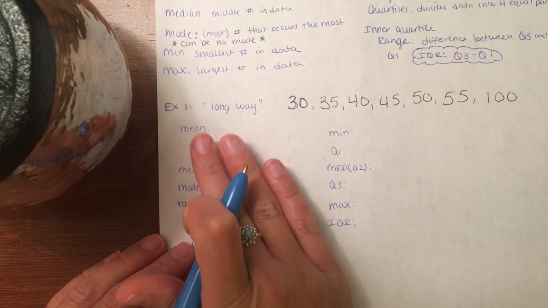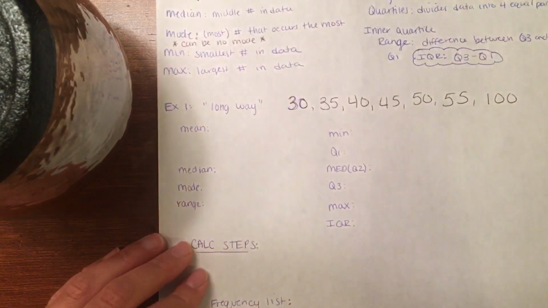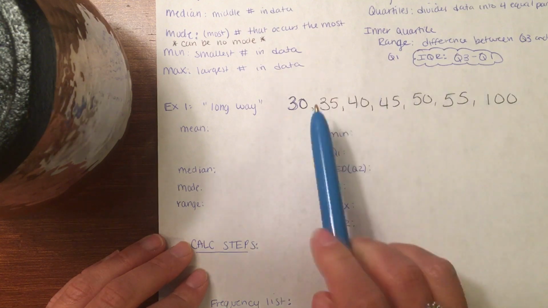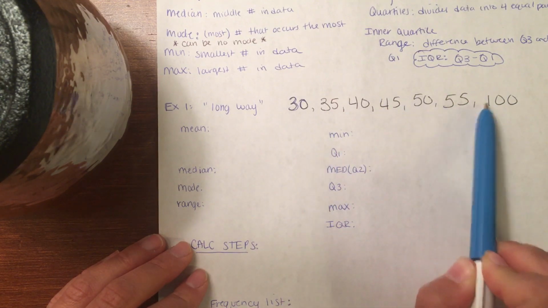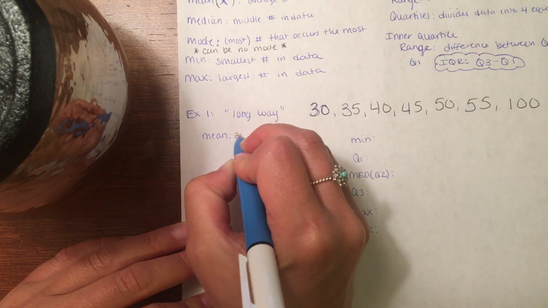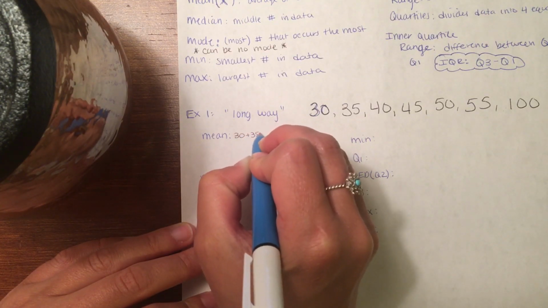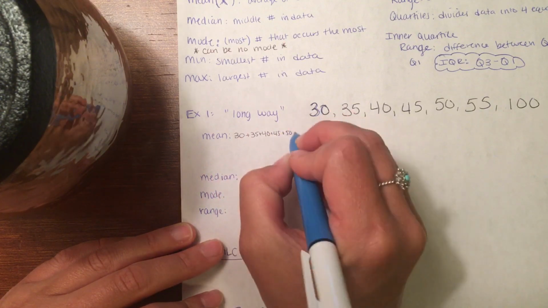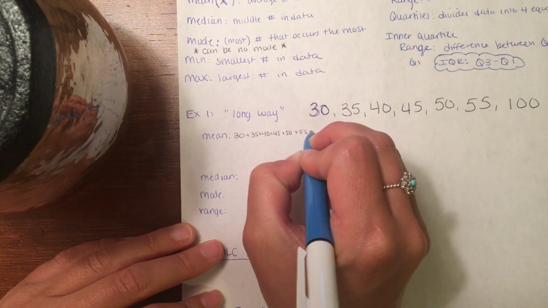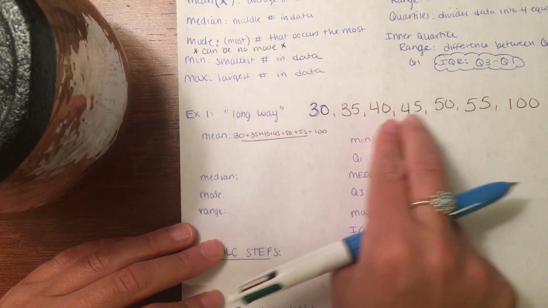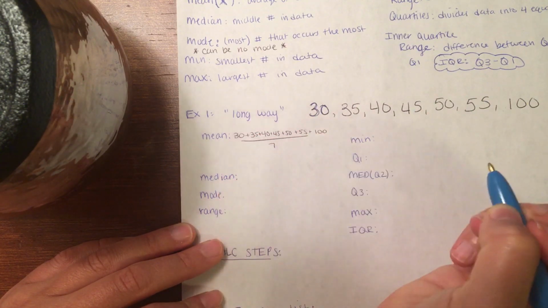So the mean. To find the mean, or the average, you add up all the pieces of data and divide by the amount that there are. So there's 1, 2, 3, 4, 5, 6, 7. So I'm going to be adding up, and I want you guys to show this work. It's going to be 30 plus 35 plus 40 plus 45 plus 50 plus 55 plus 100. You gotta be really careful that you don't miss anything. Divided by 7.